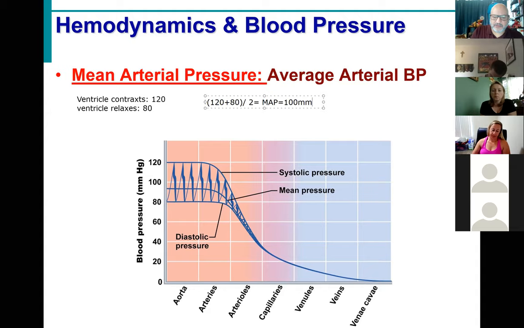Perfect. Questions on that? I'll ask it again. Questions on that? Not so far. Well, the way I did my calculation, it should be 100 millimeters of mercury. Is that what the chart says the mean arterial pressure is? A little bit lower. No, it doesn't. It's lower. Why? Isn't this how we figure out averages? In a perfect world.